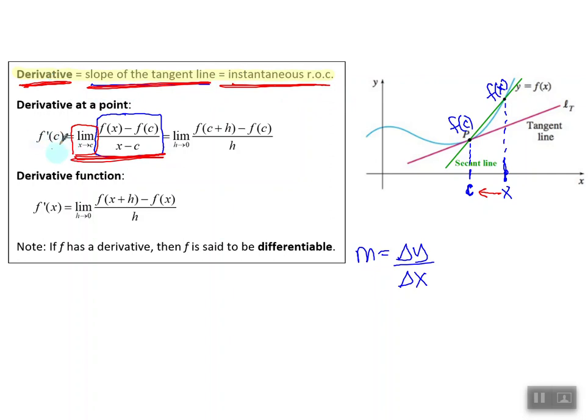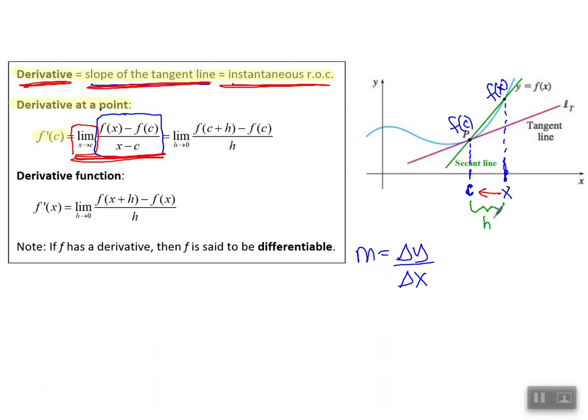And we called this f prime of c, the derivative at a point. F prime of c equals the limit as x approaches c of f of x minus f of c over x minus c. Now another way that we could describe this is saying that there's a difference between these 2 points, this distance in x, as being h units away from each other.